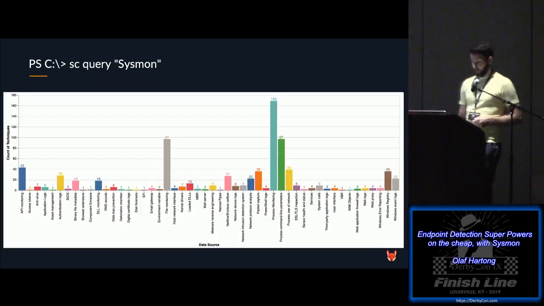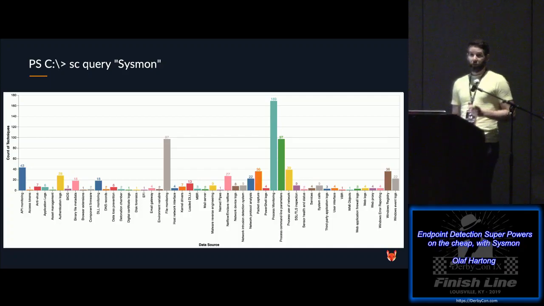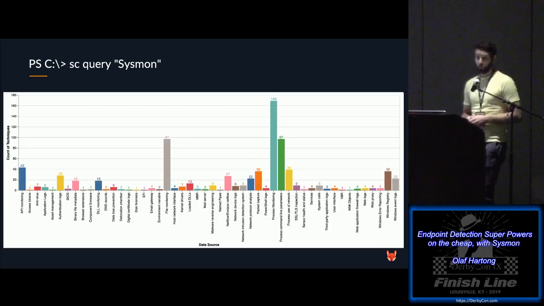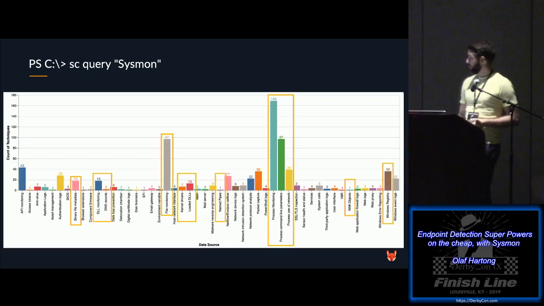So speaking of data sources, as Jared mentioned in his talk this morning, in MITRE there's a data source reference, and this is super useful. This is a graph depicting all the mentions of the data sources. The higher the spike, the more references there are in attack techniques. So there are 169 references to process creation events. Super nice. Okay, so let's see what Sysmon does with this.